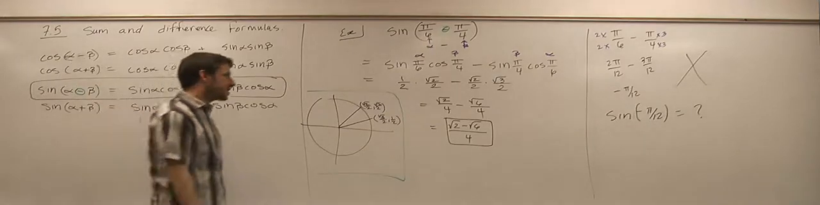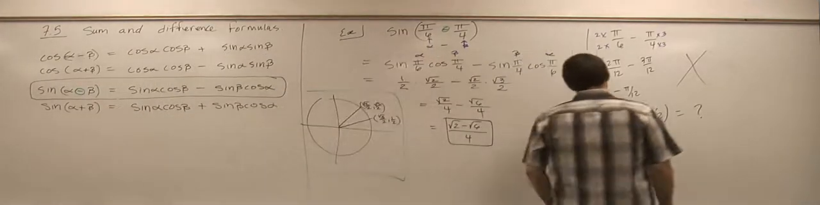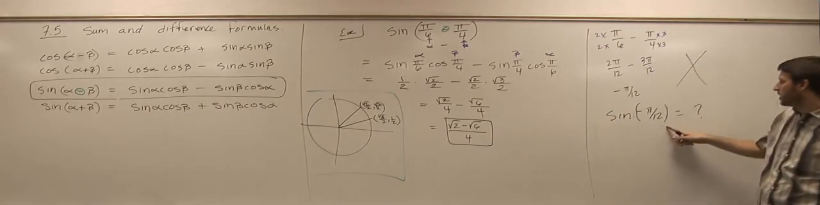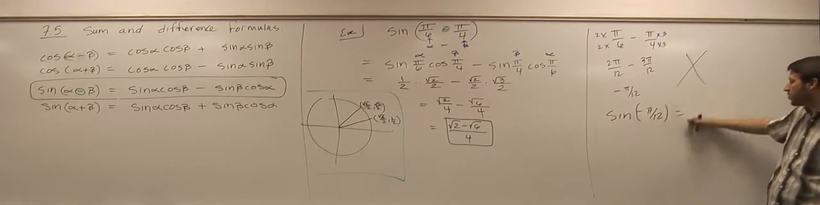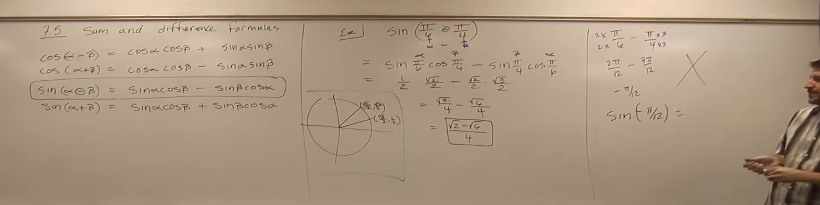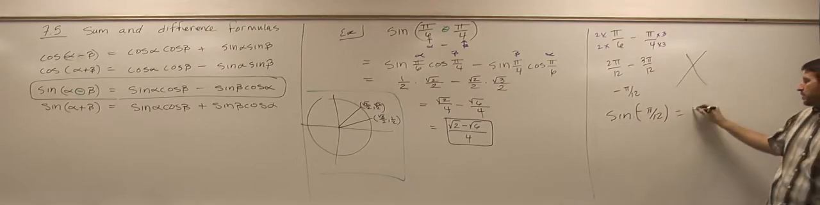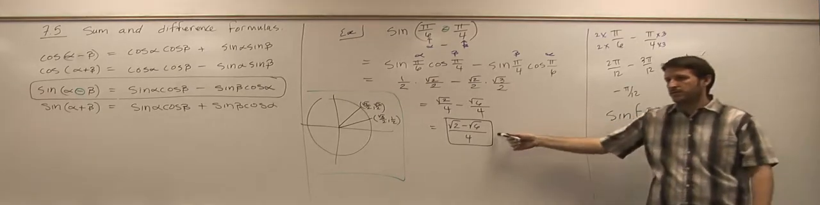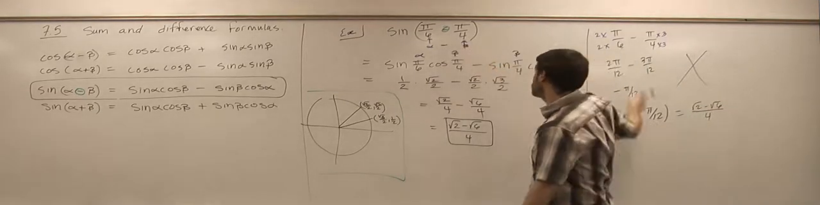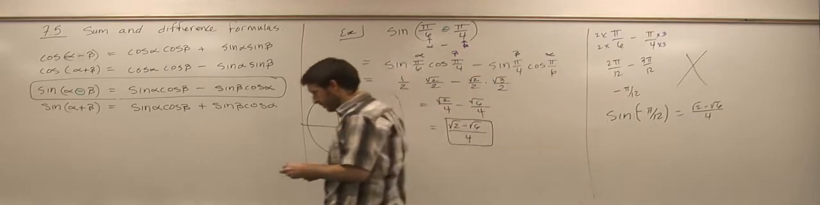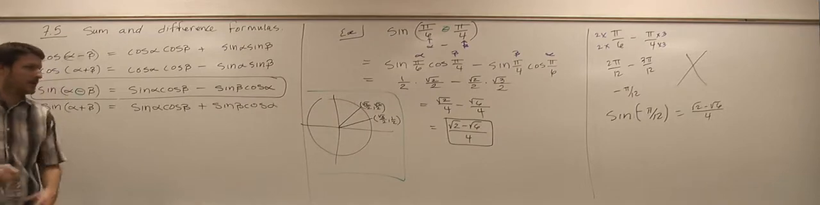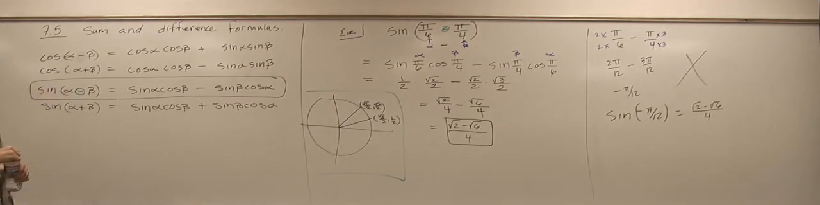Which means actually we've discovered a new trig value that we never knew before, right? If I come over here and I do sine of negative pi over 12, what should I put for the answer to this now? Root 2 minus root 6 over 4. I just found it. It was written differently, but it's the same. Okay.